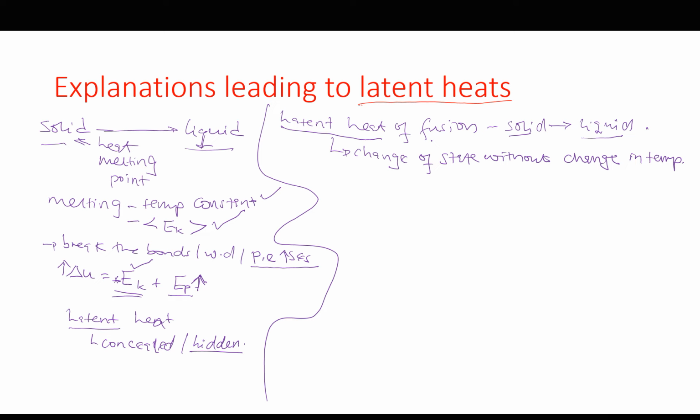On the other hand, remember we have started heating and we have moved from solid to liquid. Let's now continue heating again from liquid to gas. We are continuing our heating from liquid to gas.